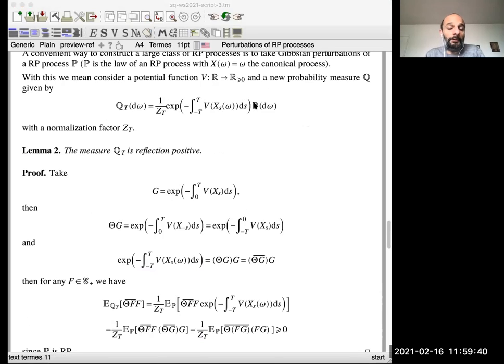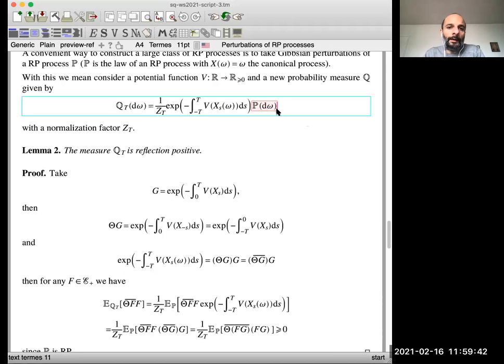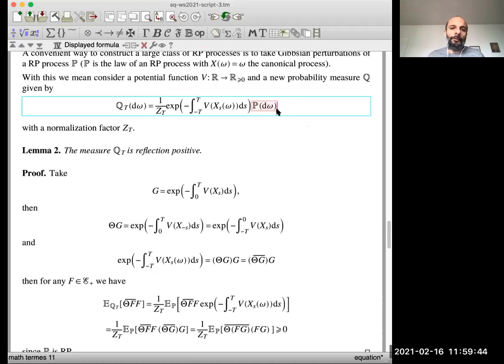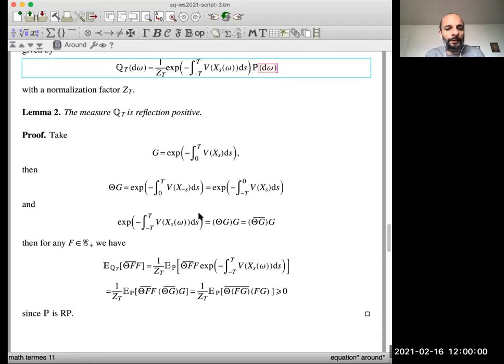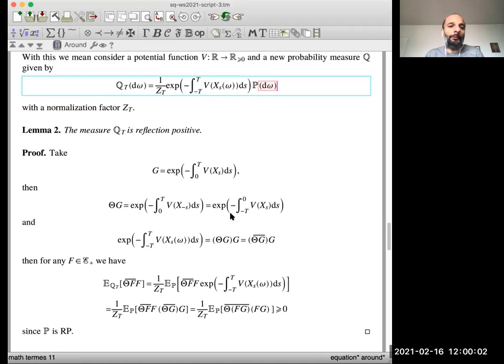So far we understood a class of reflection positive processes. For us, this will be just Ornstein-Uhlenbeck, maybe infinite dimensional Ornstein-Uhlenbeck. We know it's reflection positive, and we now know that this kind of perturbation preserves reflection positivity. So now we have a larger class.